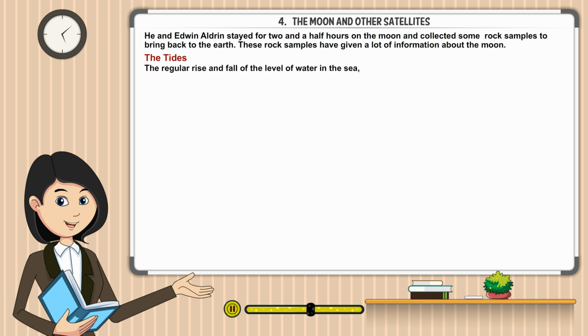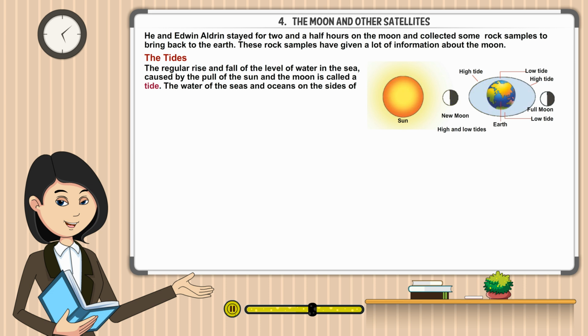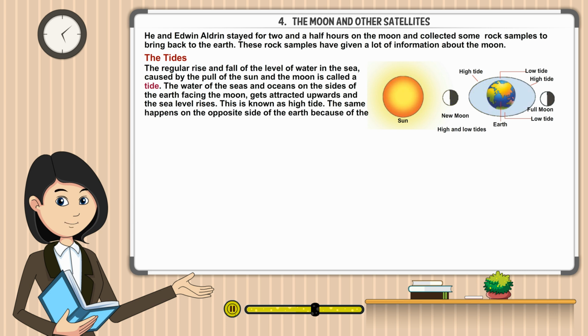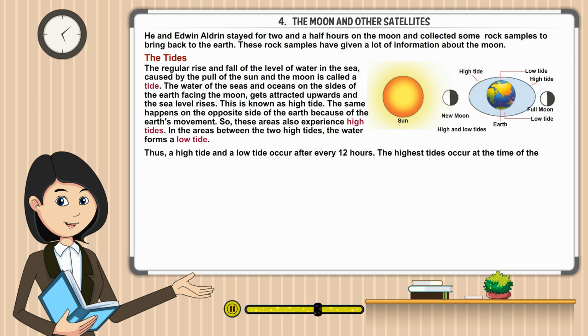The tide. The regular rise and fall of the level of water in the sea caused by the pull of the sun and the moon is called a tide. The water of the seas and oceans on the sides of the earth facing the moon gets attracted upwards and the sea level rises. This is known as high tide. The same happens on the opposite side of the earth because of the earth's movement. So, these areas also experience high tides. In the areas between the two high tides, the water forms a low tide.